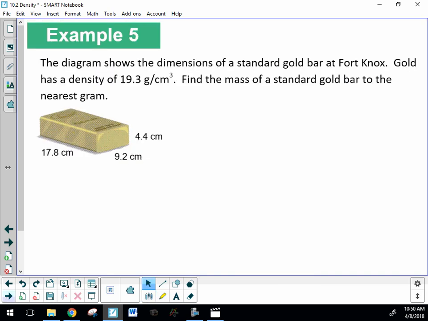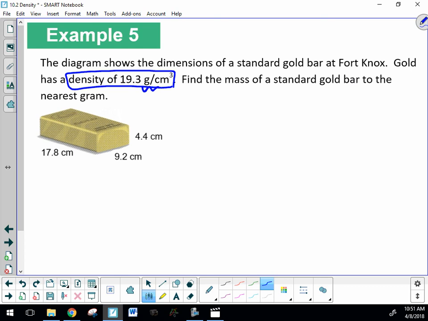All right, this diagram shows a standard gold bar at Fort Knox. Gold happens to have a density of 19.3 grams per centimeter cubed. A lot of metals and everything, they have a very specific density. They don't really vary. So we're going to use that density of gold that we know to figure out how much it weighs, what the mass is in grams. If you're using density to calculate something, the units can tell you how to set it up.